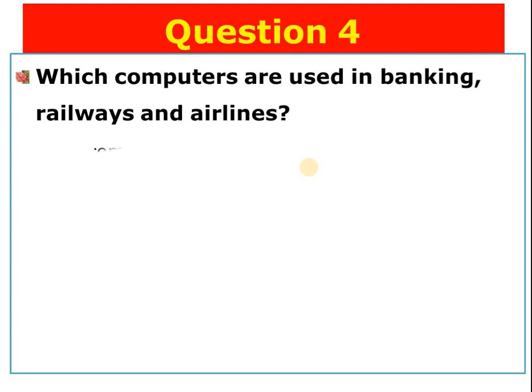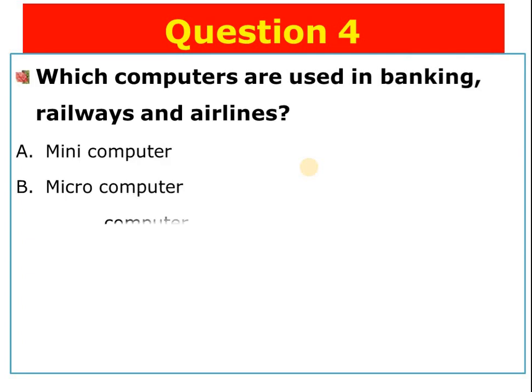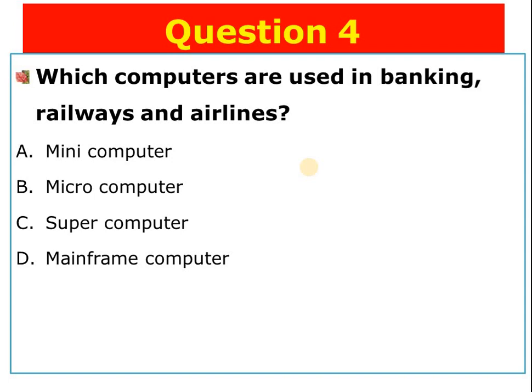Let us go to question number 4. Question number 4 says, which computers are used in banking, railways and airlines? A. Mini computer. B. Microcomputer. C. Supercomputer. D. Mainframe computer. The answer is D. Mainframe computer. Mainframe computers are used in banking, railways and airlines.